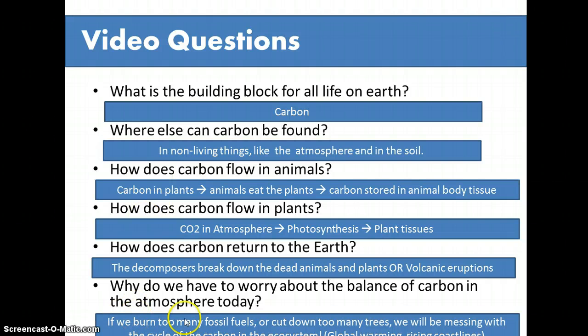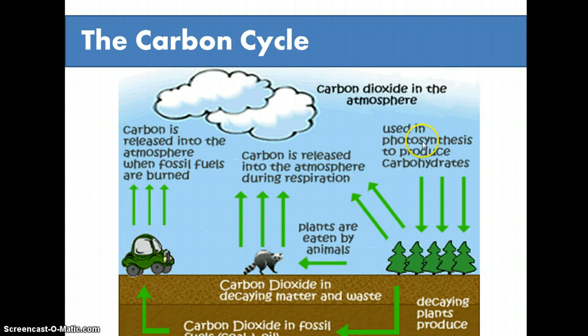This last one says, if we burn too many fossil fuels or cut down too many trees, we will be messing with the cycle of the carbon in the ecosystem, which can cause global warming and also rising coastlines. Here's a picture of the carbon cycle. Just be very familiar with this diagram.